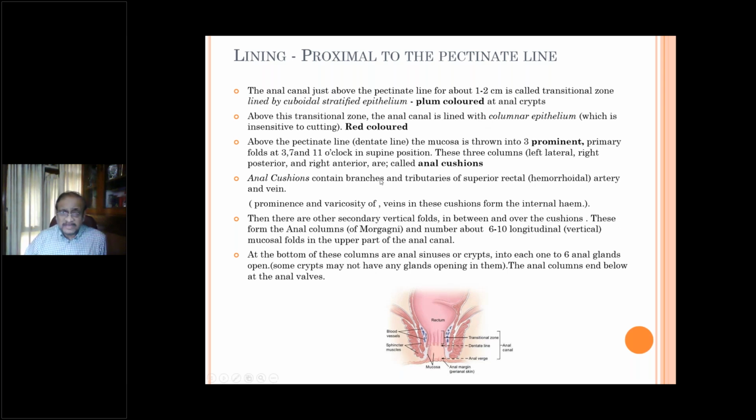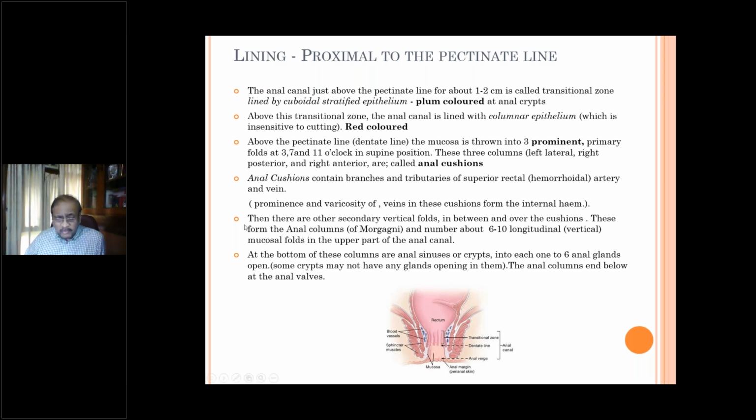They contain branches and tributaries of the superior rectal artery and vein, right? And they become more prominent when there is varicosity of the vein, meaning that if a patient has internal hemorrhoid disease, they would be much more prominent. Even under normal circumstances, you have to remember that they are more prominent than the other longitudinal folds. It's not that if you find just a slight amount of prominence, you say this is an internal hemorrhoid. No, that's wrong. They would be prominent compared to the other longitudinal folds as it is, but in a patient with internal hemorrhoid, they become all the more prominent, right?